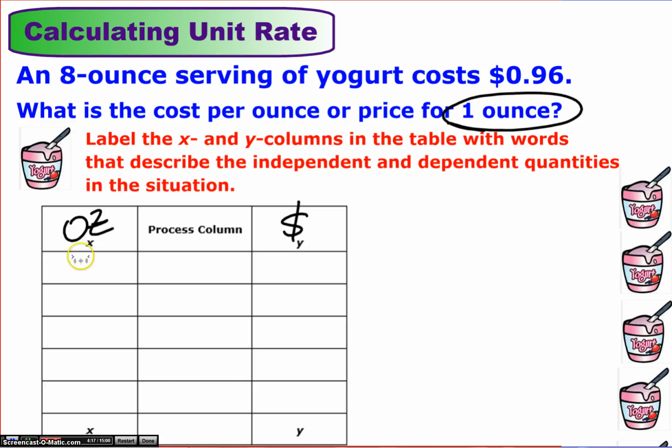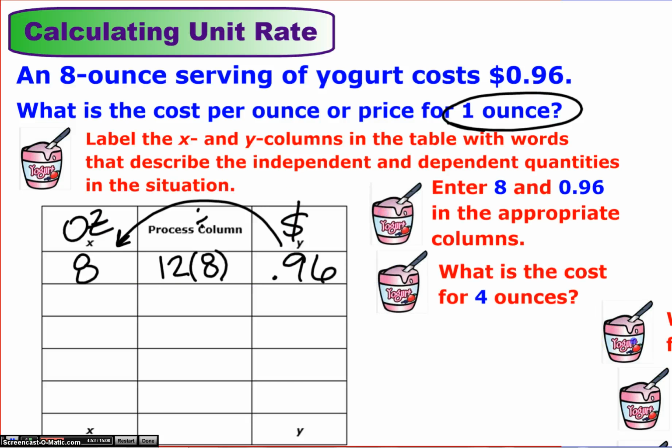And then fill in what you know. 8 ounces costs 96 cents or 0.96. How do we get from 8 to 96? Well, you're multiplying, so your answer is 12. And to do that, you just divide these two. 96 divided by 8 is 12. So 12 times 8.